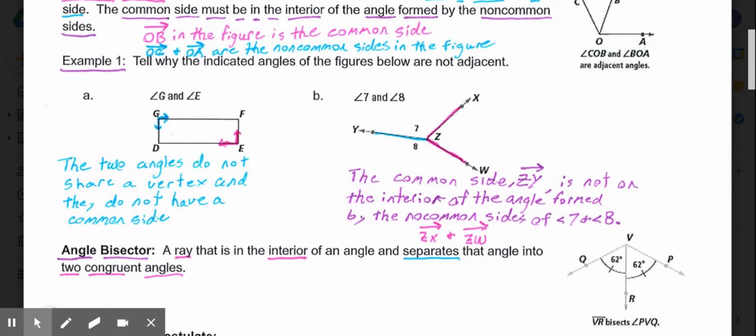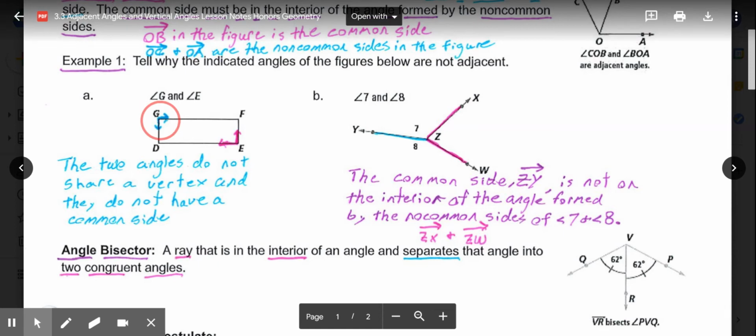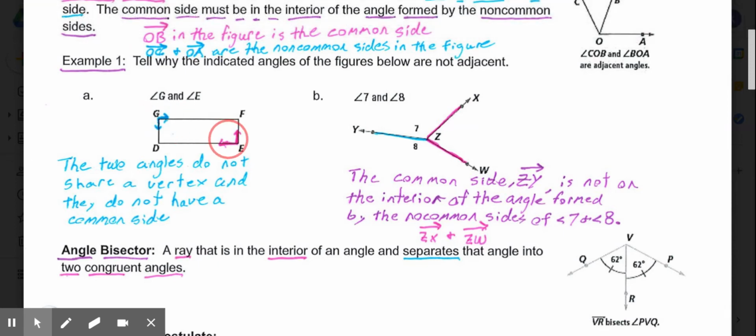So in example 1, it says, tell why the indicated angles of the figures below are not adjacent. So in part A, it's angle G and angle E. So we're looking at G in the upper left, E in the bottom right. These two angles do not share a vertex, and they do not have a common side. So for both reasons, they are not adjacent angles.